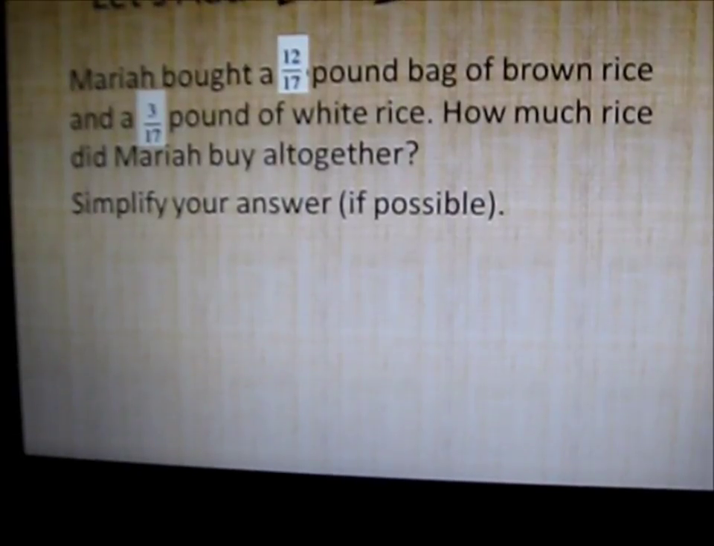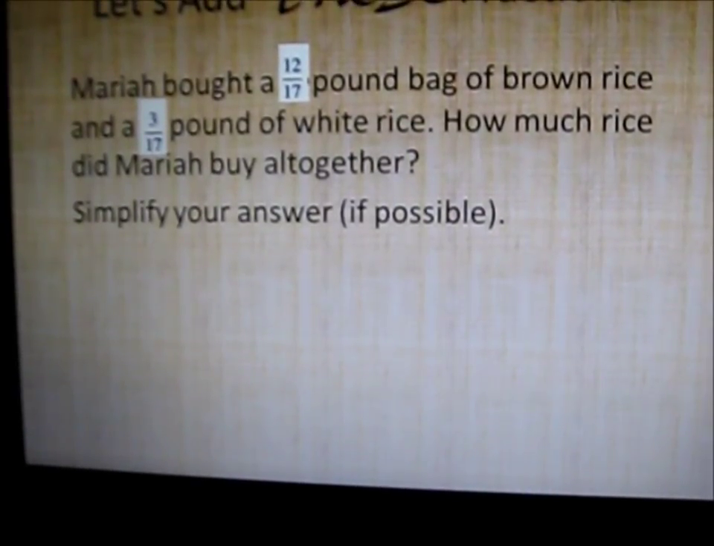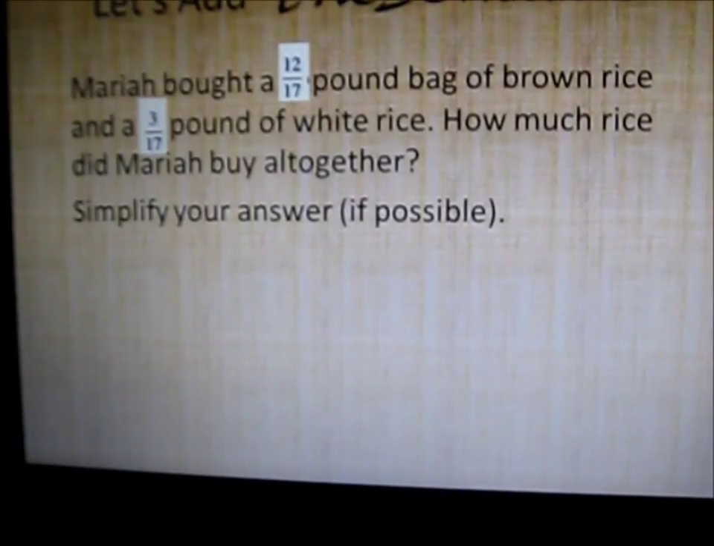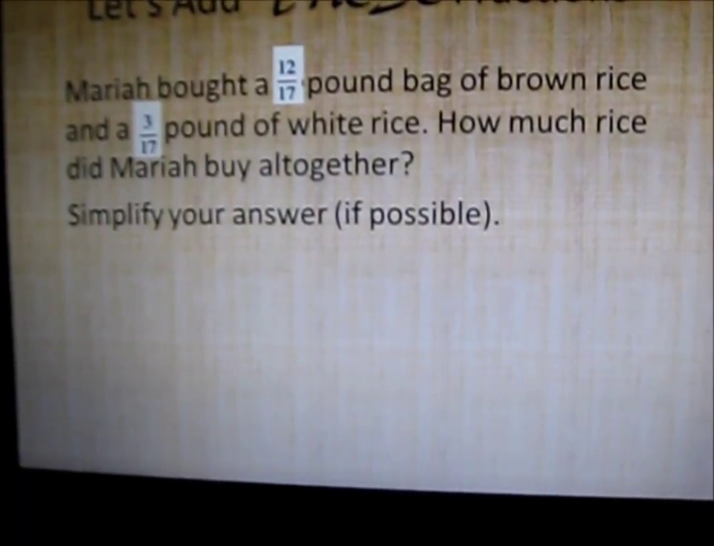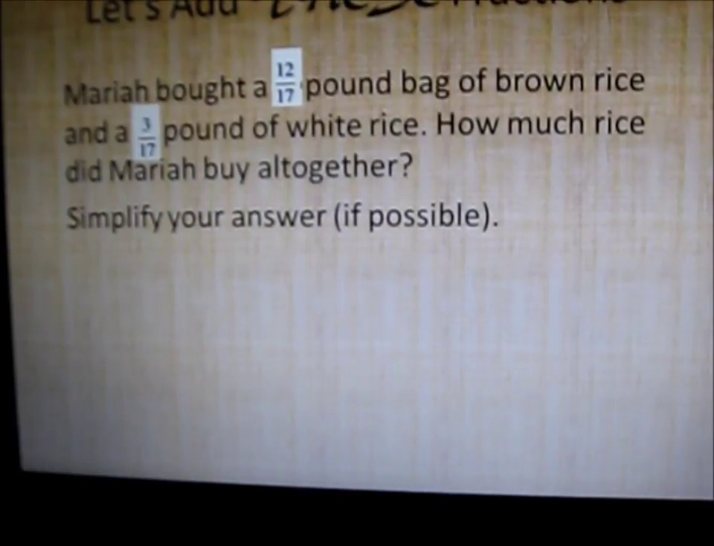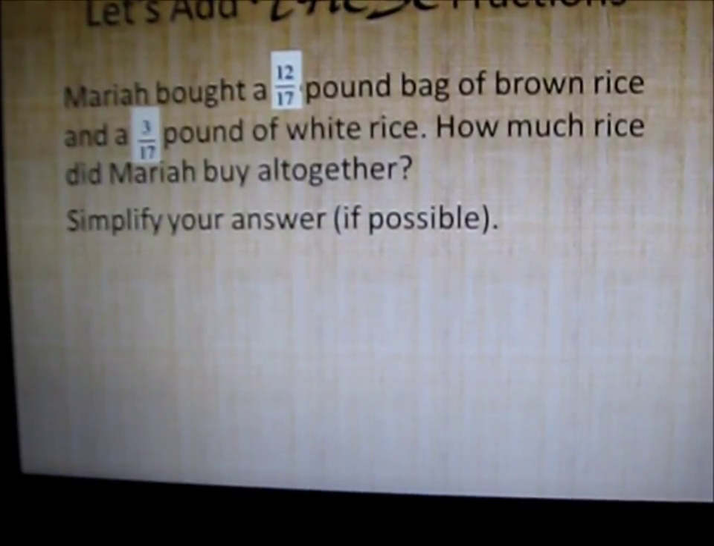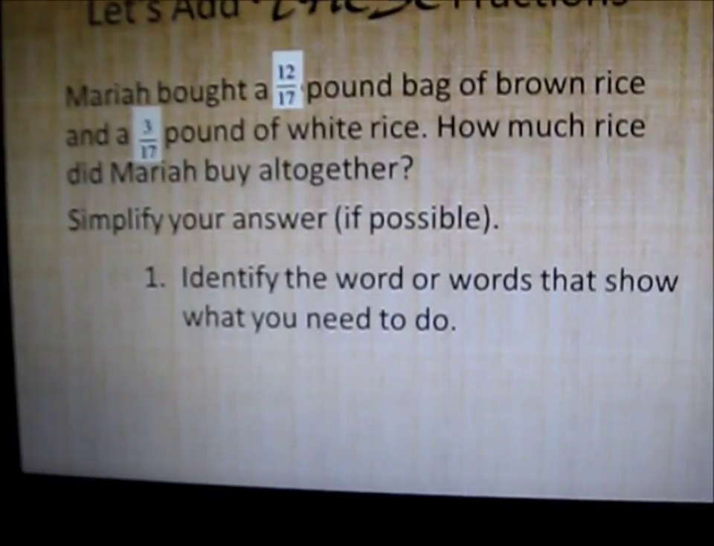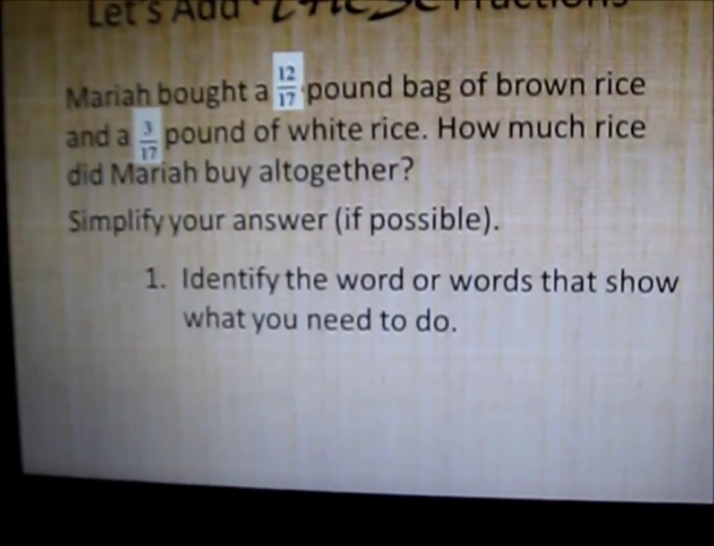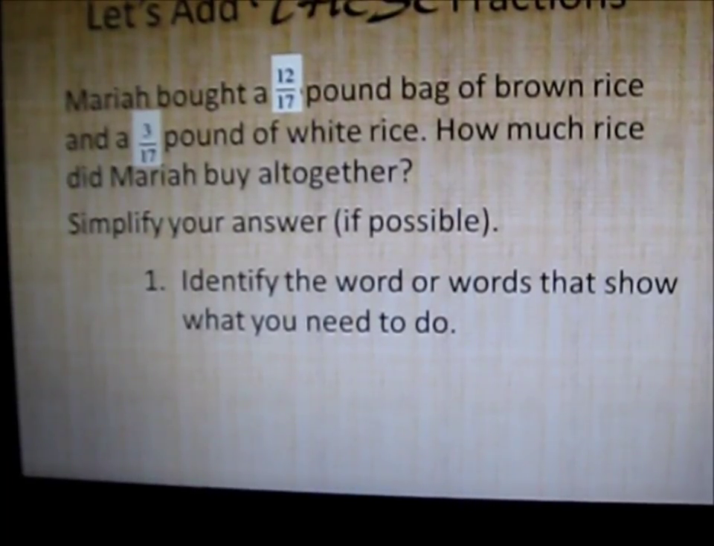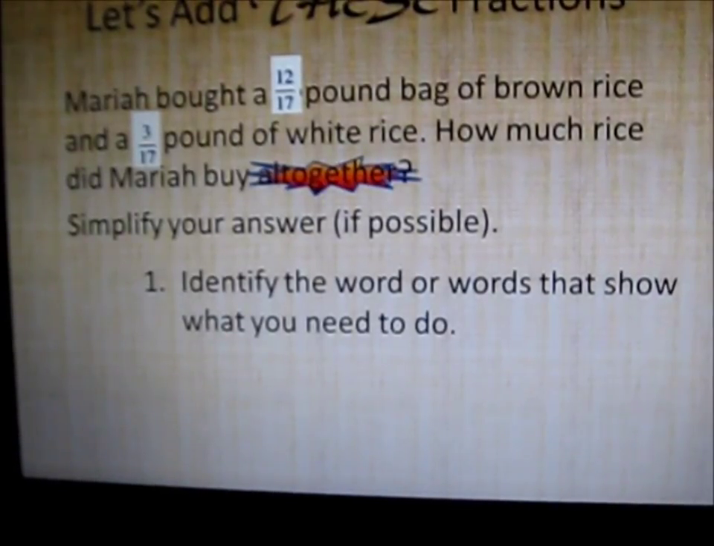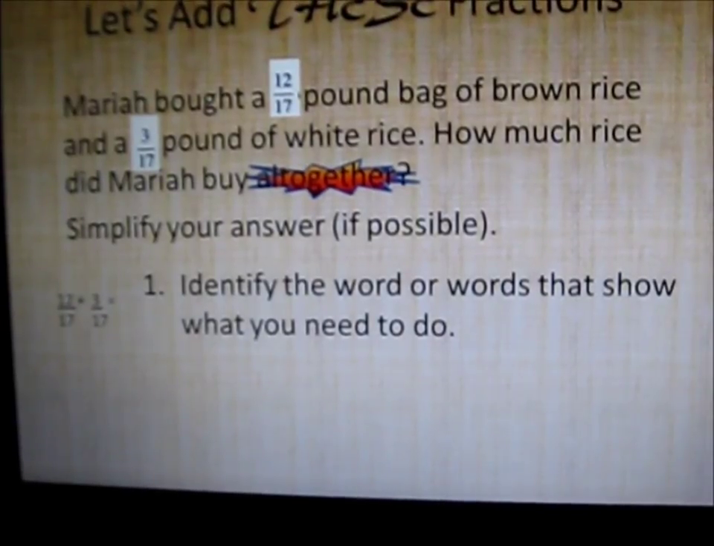Let's add these fractions. Mariah bought a 12/17 pound bag of brown rice and 3/17 pound of white rice. How much rice did Mariah buy all together? Simplify your answer if possible. First, identify the word or words that show what you need to do. How much rice did Mariah buy all together? All together tells you that you need to add.